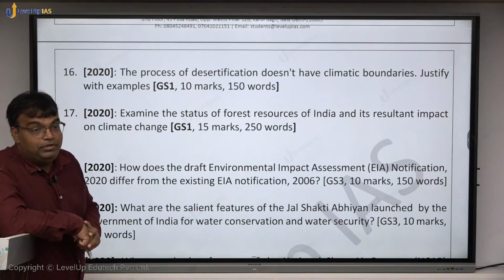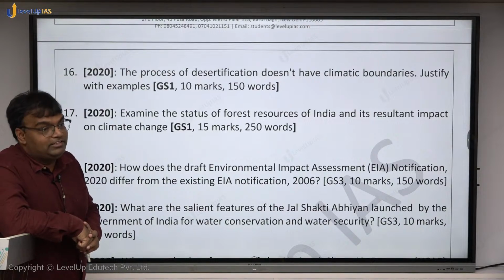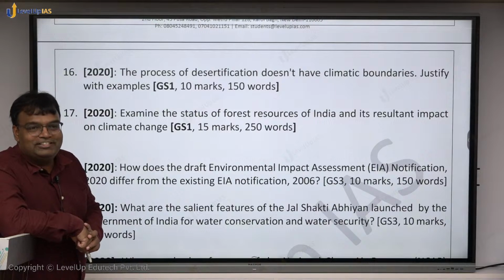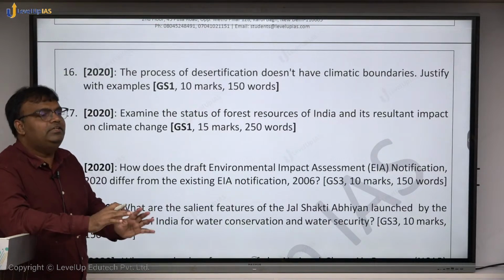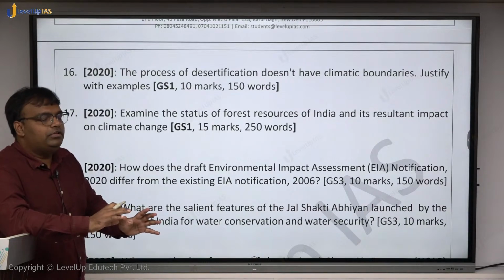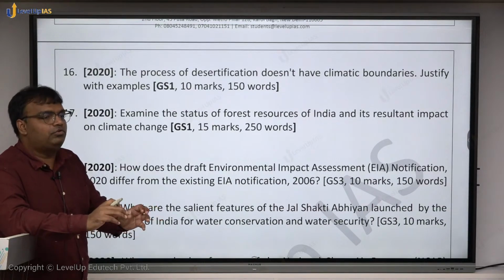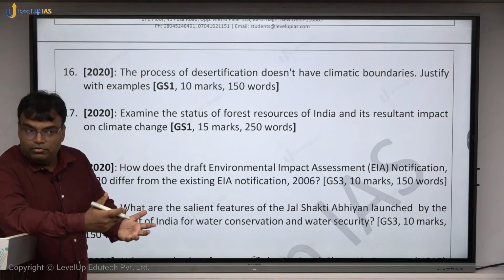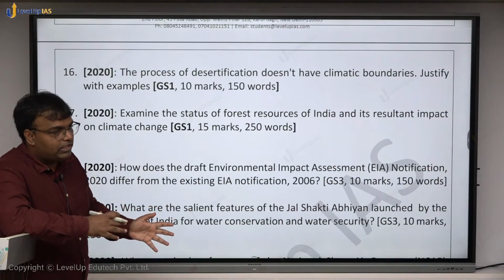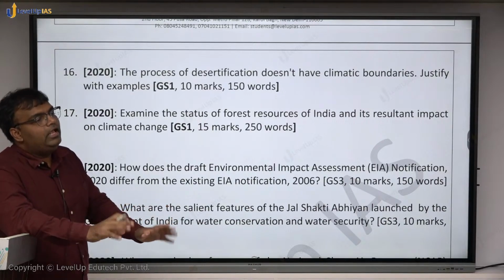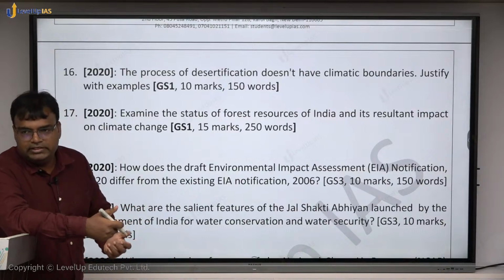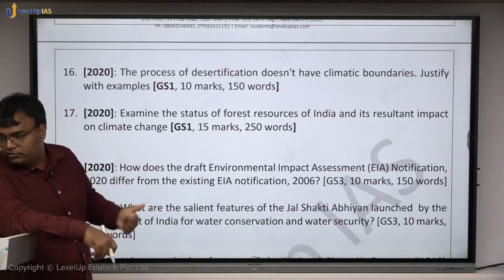Then, examine the status of forest resources of India and its resultant impact on climate change. तो यहाँ पे briefly, if you remember state of forest report के थोड़े से facts. What is the status of forest in India? Briefly, if you can answer, like which are the states which have a lot of forest, which is the type of forest which we have more in numbers, which is the type of forest which we have lesser. Briefly वो mention करना है, and we know with forest cover increasing, our fight against climate change gets enhanced. That is the second part of the question.